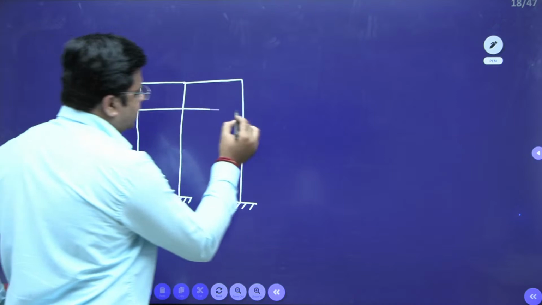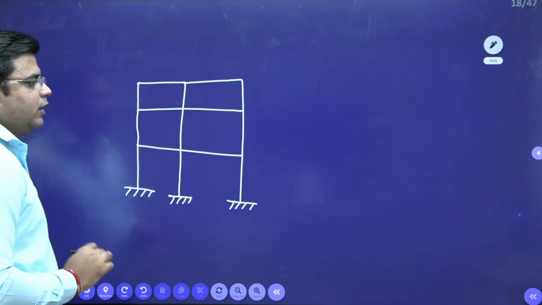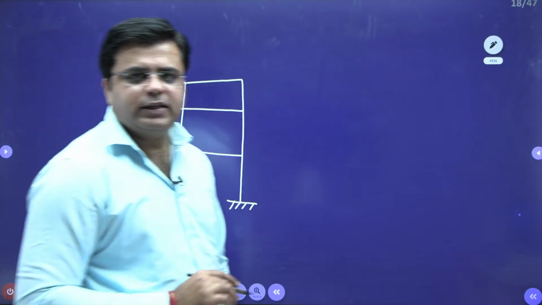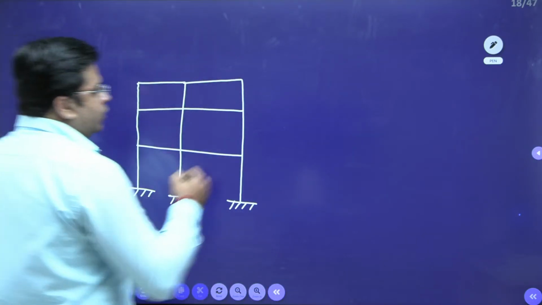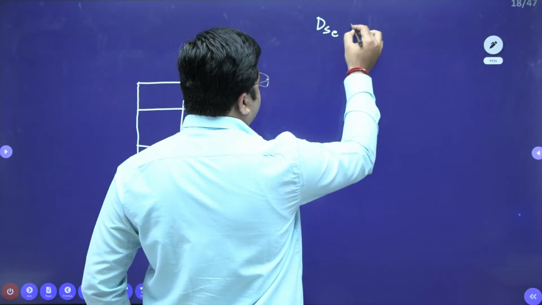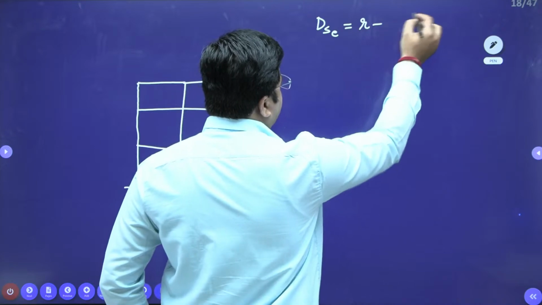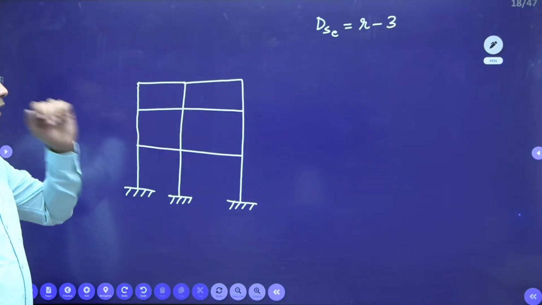So this is my structure, like this. In order to calculate the degree of static indeterminacy for such a type of structure, it is very easy. Now, how to do this? Your degree of external indeterminacy is simple: DSE is equal to r minus 3, right? So this is for a rigid jointed plane frame.